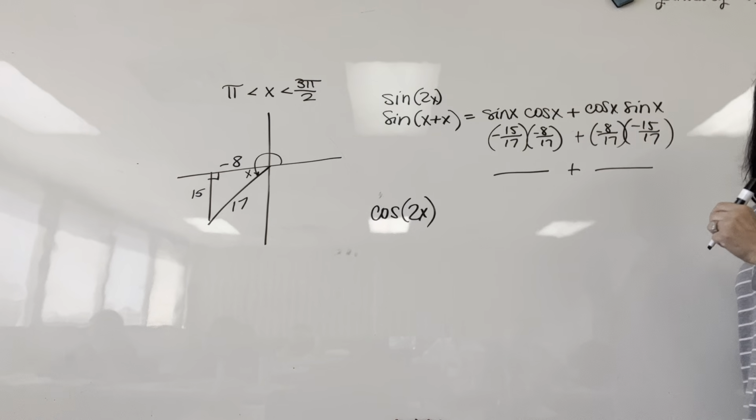So for cosine 2x, we're going to use cosine squared minus sine squared. For sine of 2x, we're going to use 2 sine x cosine x. Look at your identity sheet. All right, we're just going to substitute. For this one, we're substituting cosine squared x minus sine squared x. Everybody with me so far? Plus, then we're going to substitute 2 times sine x cosine x for that.